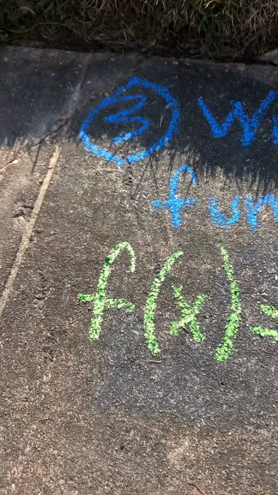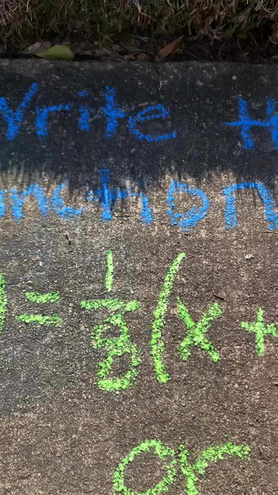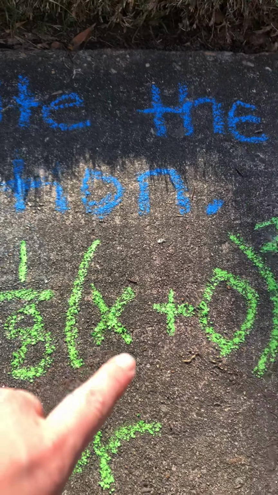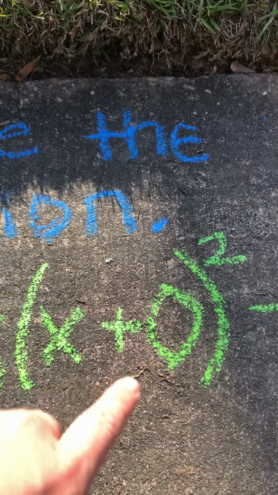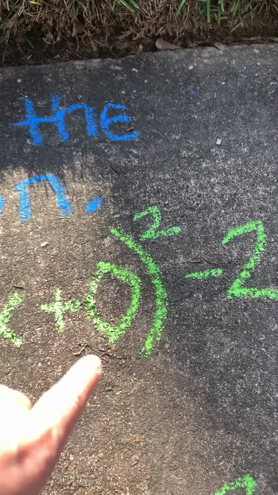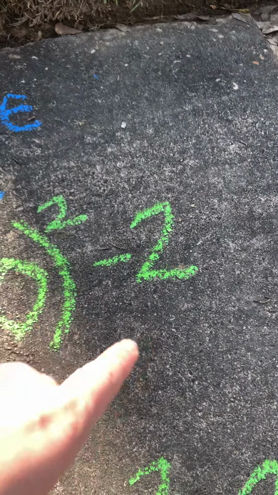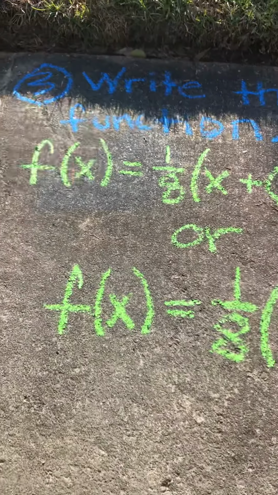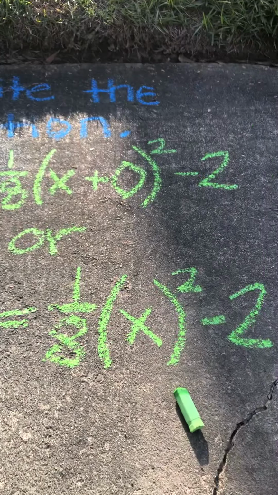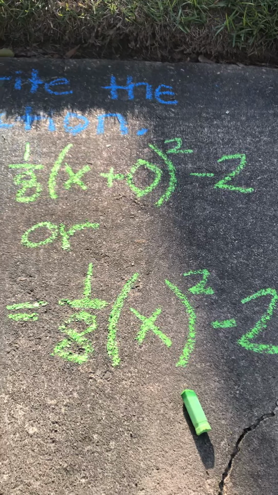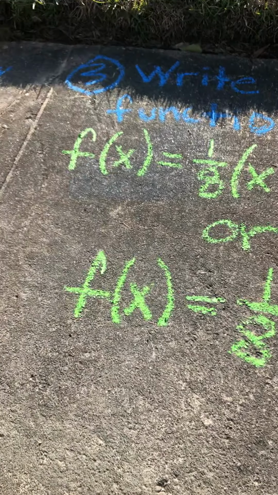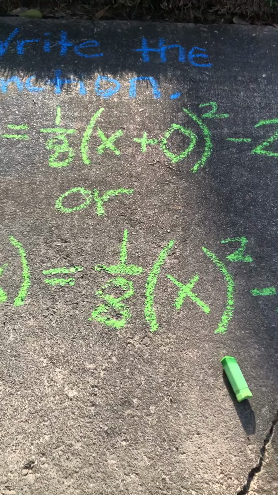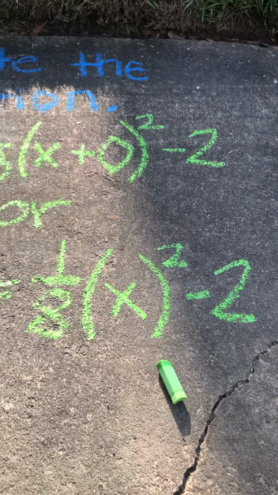So here you go, you've got f(x) = a, remember we solved for a, it was 1/8, times, go ahead and put that x back. Remember what the x value of the vertex is? 0 squared, and then minus 2. Now, I simplified it a little bit because I know IXL is probably not going to want me to put that plus 0 after the x. So here's what I typed into IXL: f(x) = 1/8 x squared minus 2.